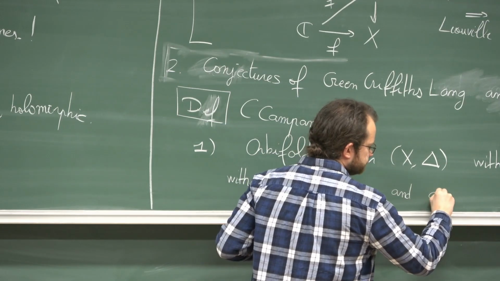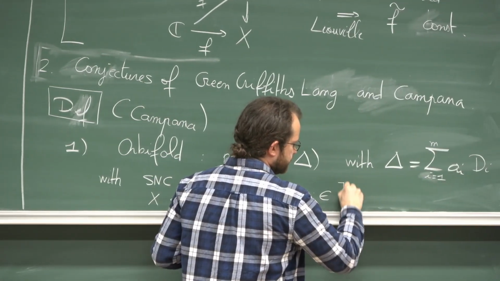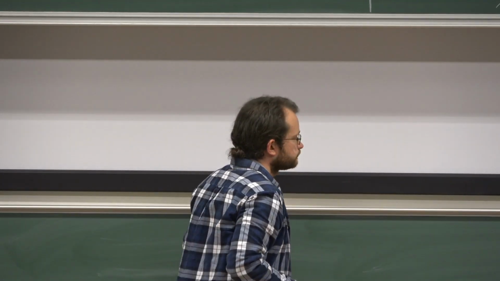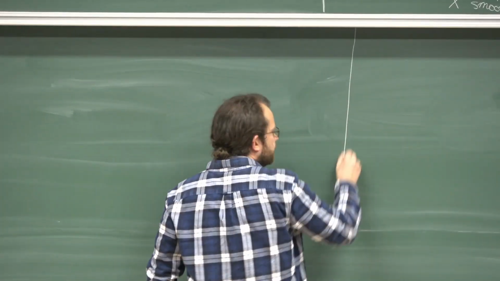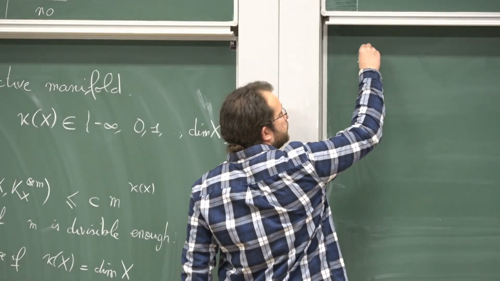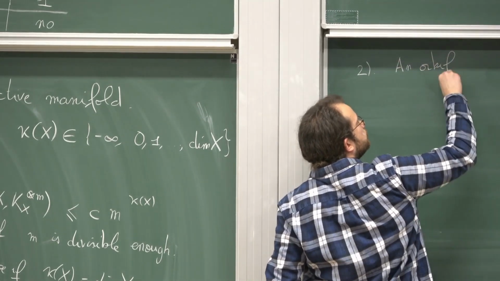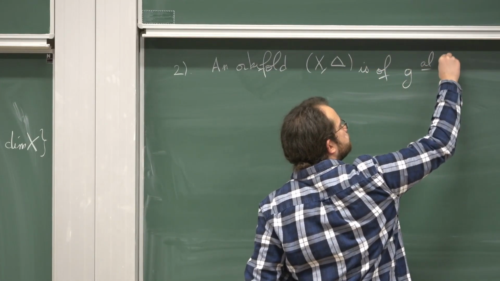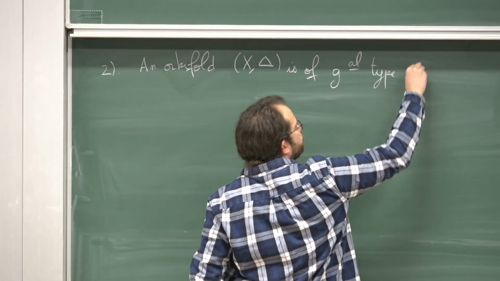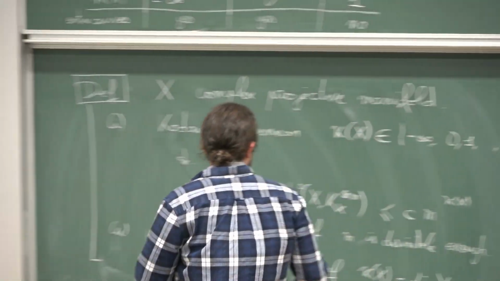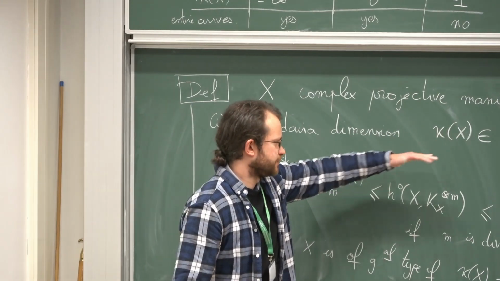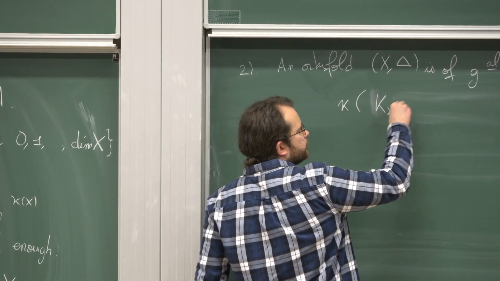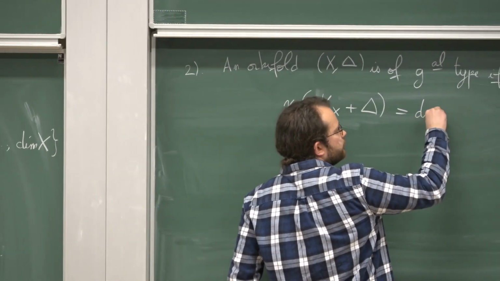And the coefficients are rational numbers between 0 and 1, okay, so that you get a klt pair. And then we say that an orbifold (X, Δ) is of general type if we have the same property as here, actually. I will not write the full definition, but I will explain orally what it is. When you consider the Kodaira dimension of the canonical bundle of K_X + Δ, it is equal to the dimension of the variety itself.